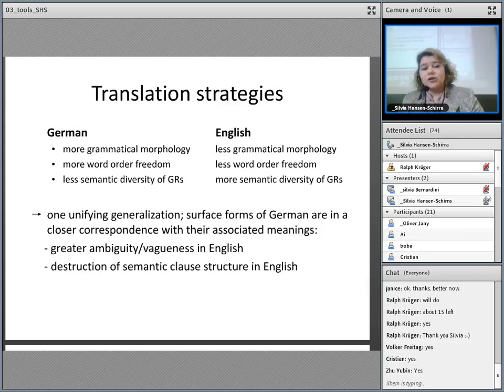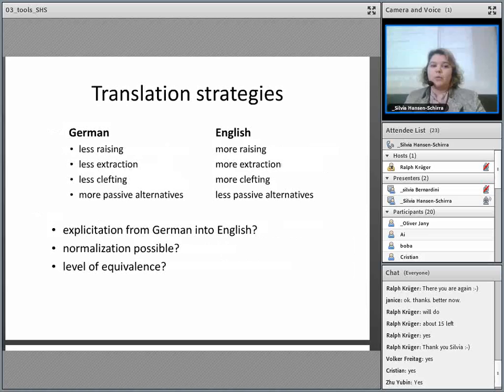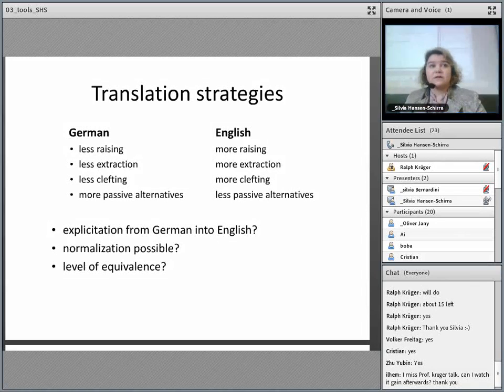In German, for example, we cannot use agentive subjects as productively as it can be done in English. I will have some examples later on. On a more structural level, we have more raising structures in English, I have examples later on, more extraction, more cleft sentences, but fewer passive alternatives.